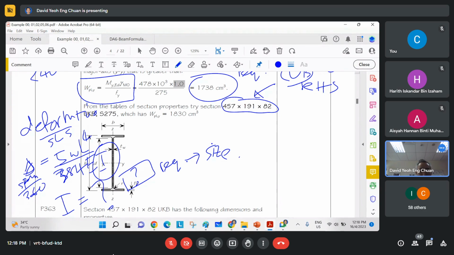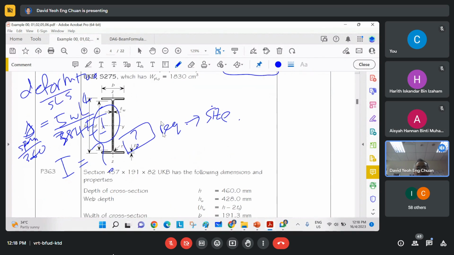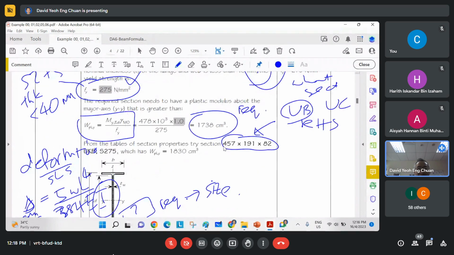Okay, the size is not falling from the sky. Alright, so let's see. Once we get the size, this is the size, the WPL provided. This is the provided one, which is larger than this 1738.